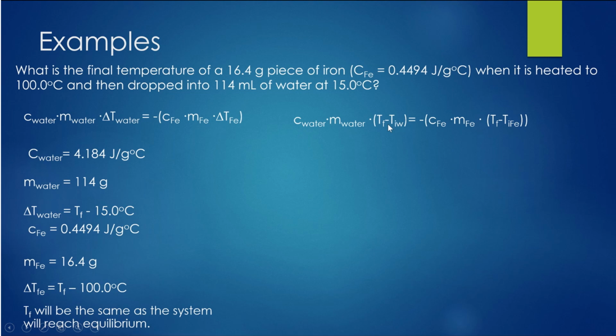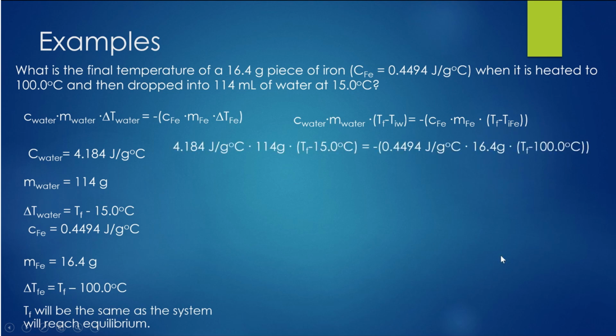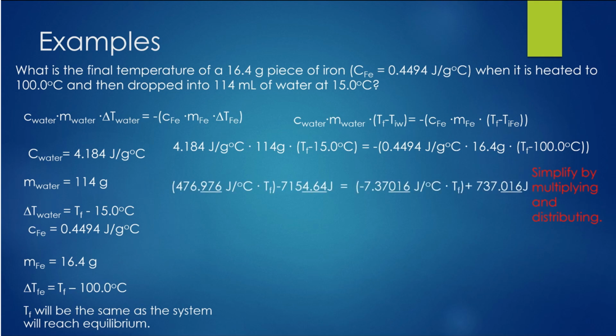So our equation, notice I've substituted in for the delta T's, TF minus TI. It's always final temperature minus initial temperature. Okay, plug in our variables. So simplify by multiplying and distributing. Combine your like terms, watch your units. And solve. Our final temperature should be 16.3 degrees Celsius for both the metal and the water.